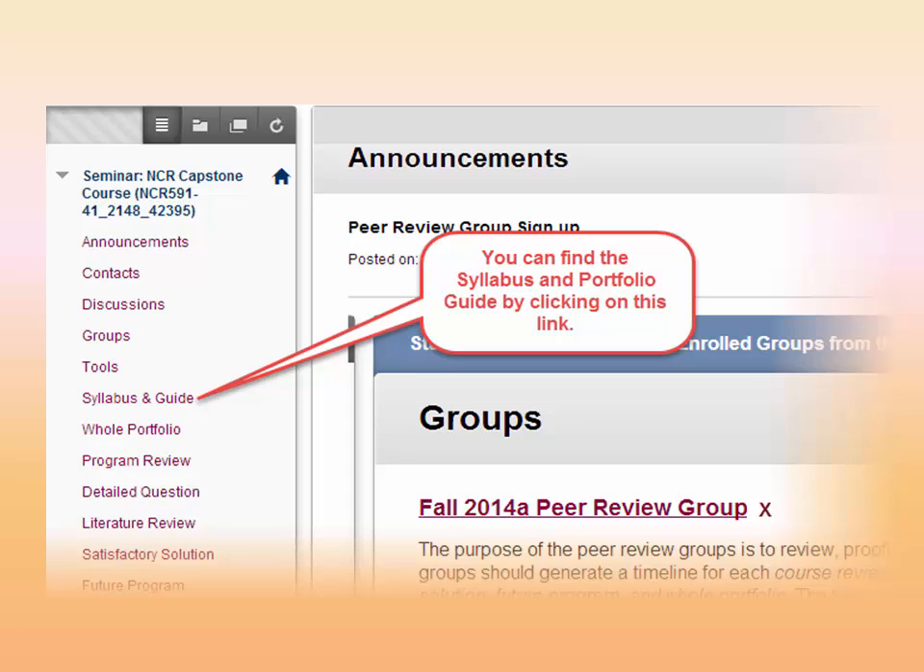The syllabus and portfolio guide contain everything you need to create your portfolio. All of my lectures follow the instructions in the portfolio guide. Grading rubrics are provided for each chapter of the portfolio. You must meet the grading rubric criteria to receive credit for the portfolio.